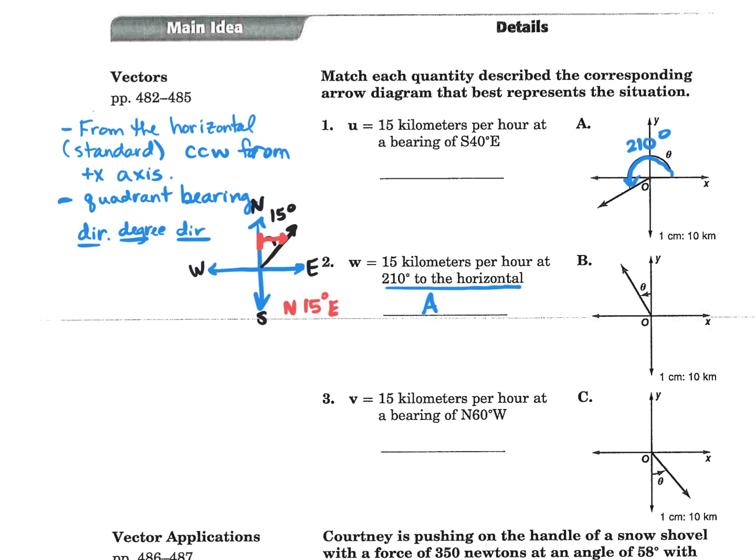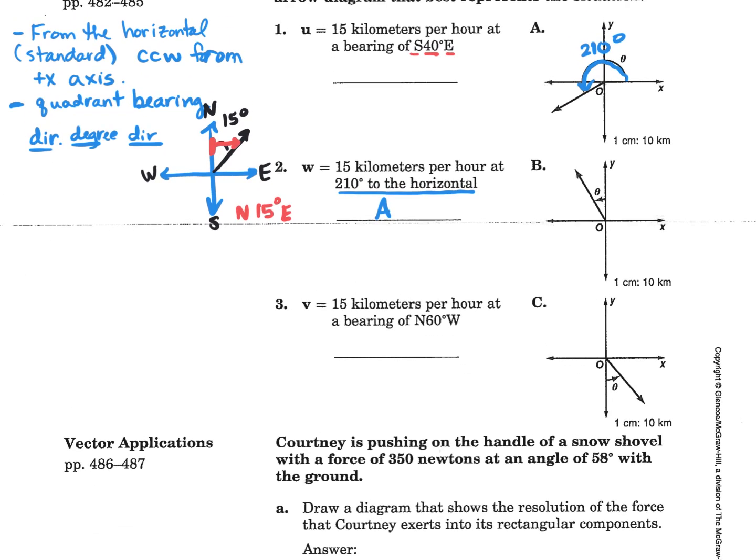So I want you to take a look at this. This one says 15 kilometers per hour at a bearing of south 40 degrees east. So which one would that be? B or C? So it would be C, wouldn't it? Because this is south and this is east. So we're starting south and going towards the east. So this would be C.